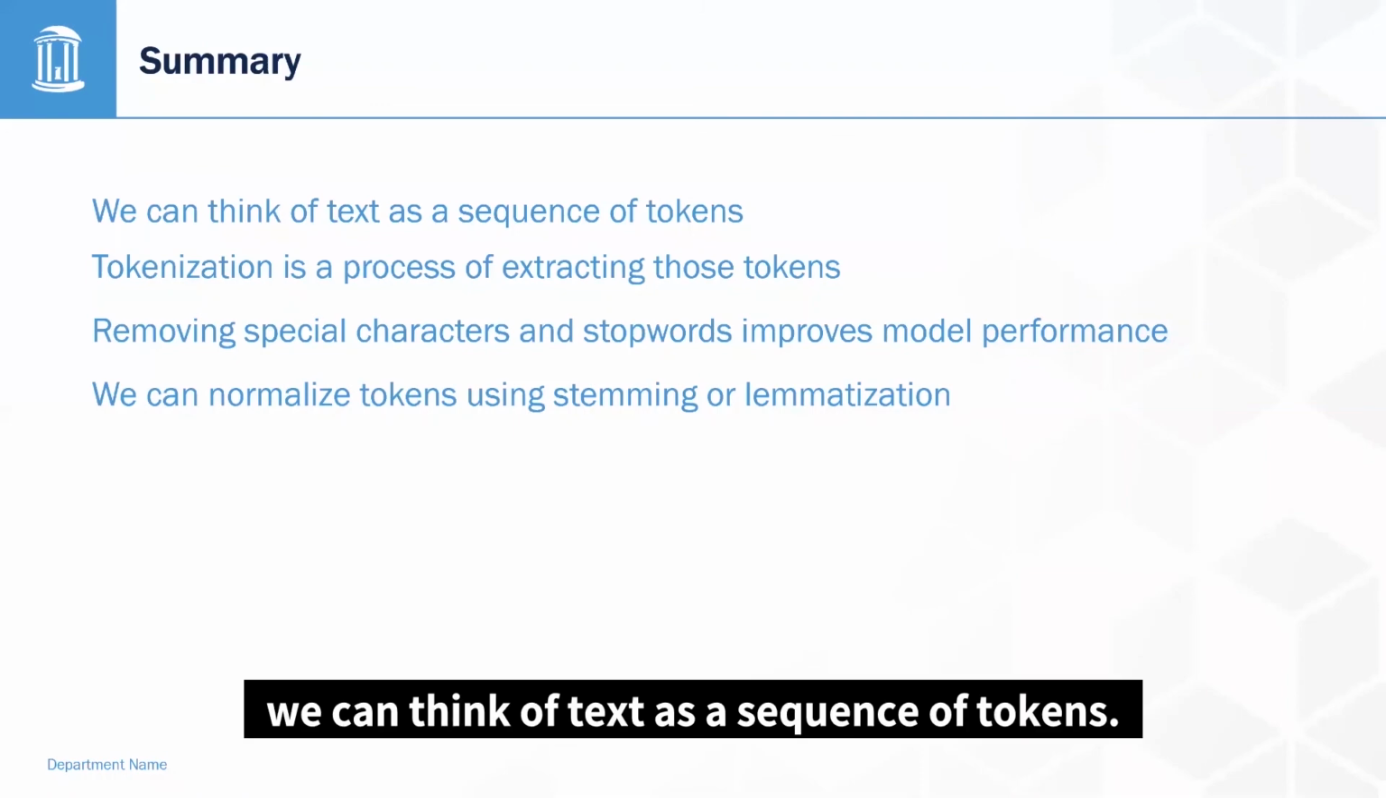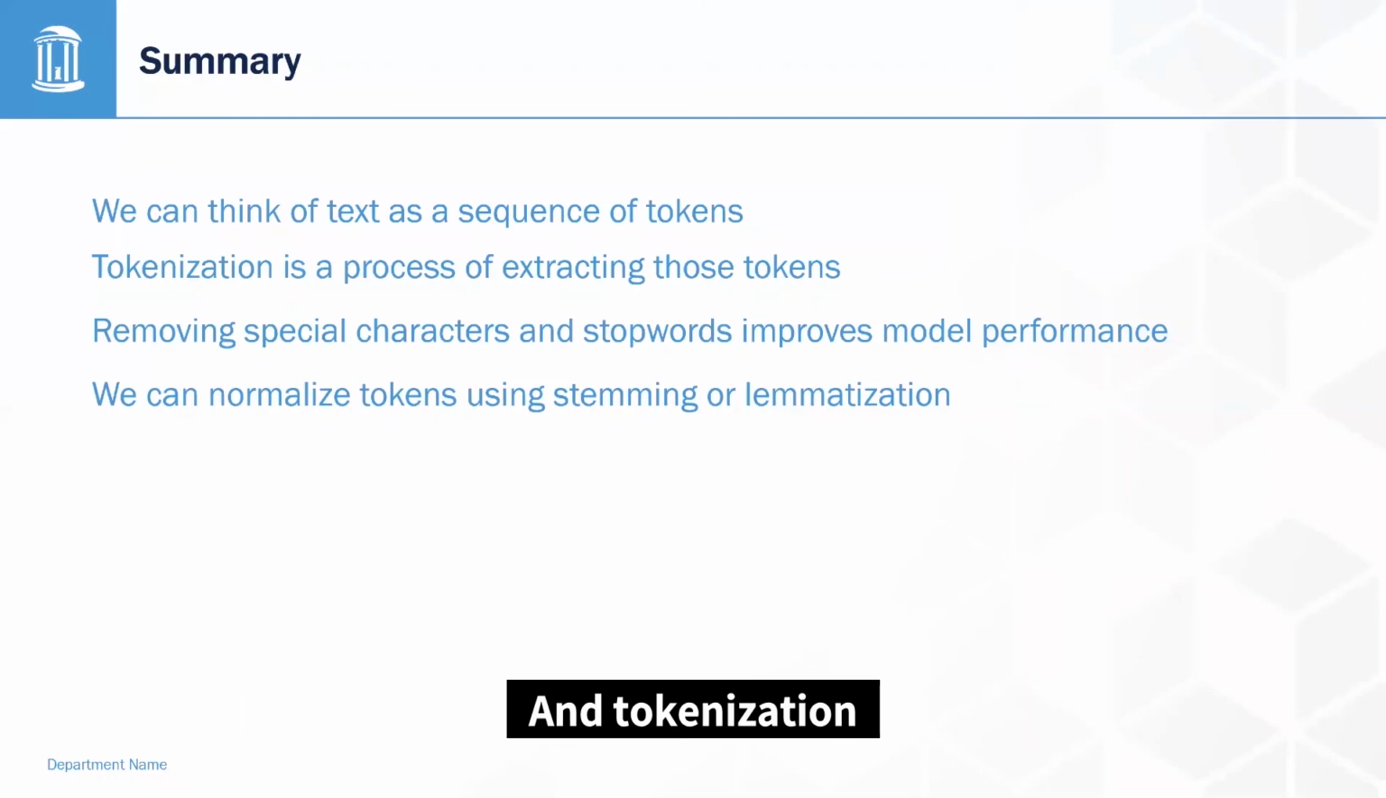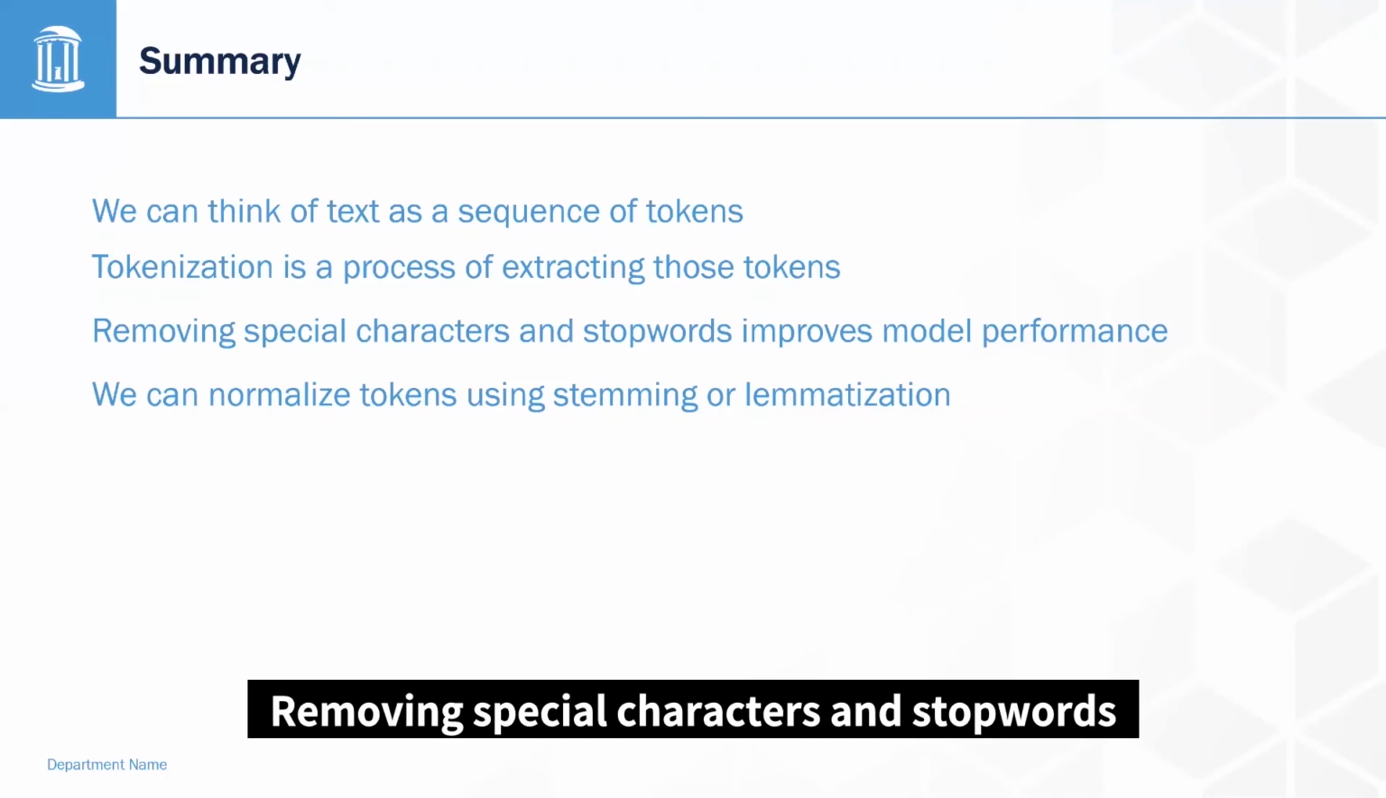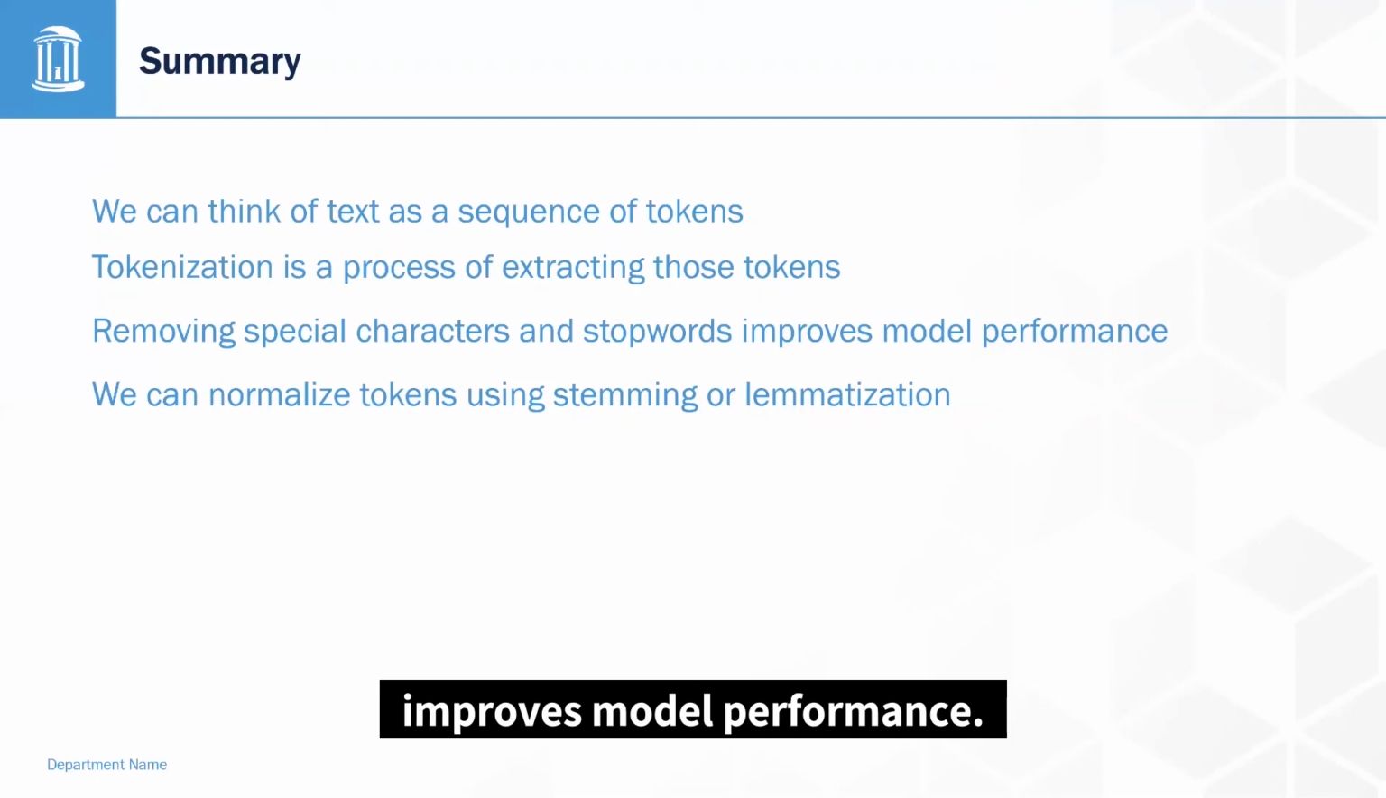In summary, we can think of text as a sequence of tokens, and tokenization is a process of extracting those tokens. Removing special characters and stopwords improves model performance. We can normalize tokens using stemming or lemmatization.